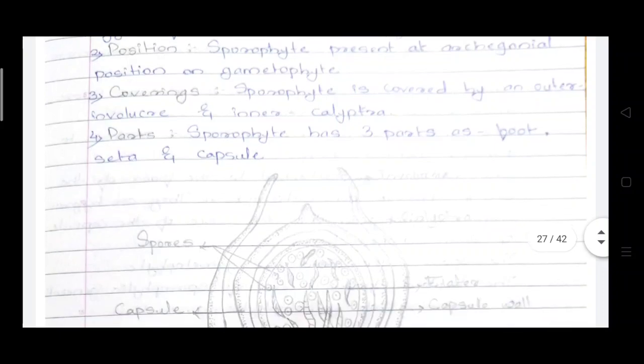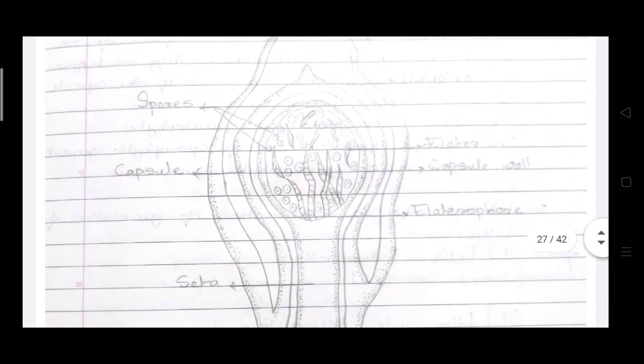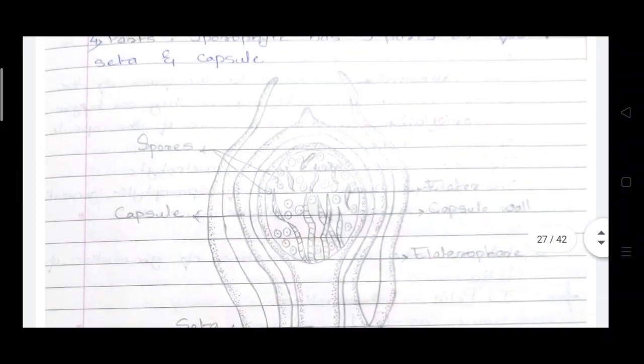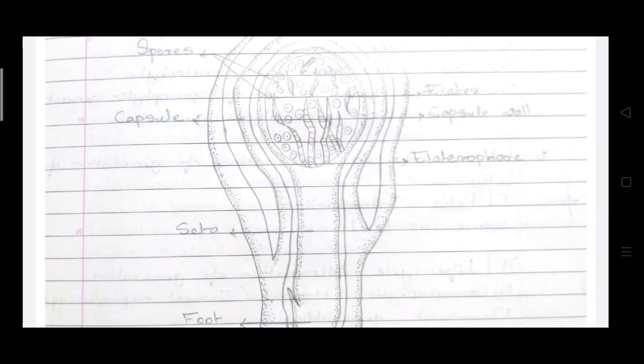For protection, the sporophyte is covered by an outer layer of involucres and an inner layer of calyptra. The sporophytic body is mostly differentiated into three parts: foot, seta and capsule. So this is the structure of the sporophyte. The outer layer is the involucre, then at the inner side the calyptra is present, then there is the sporophytic body, at the base the foot.